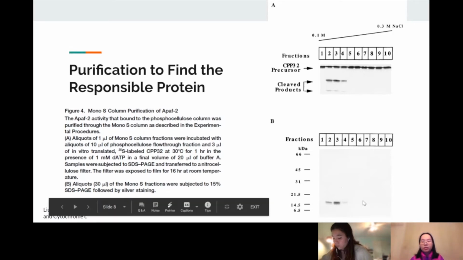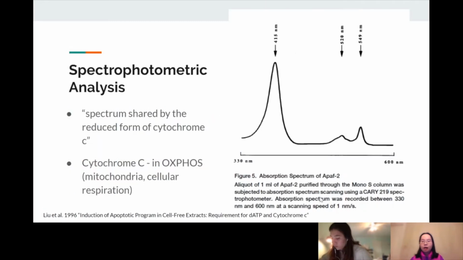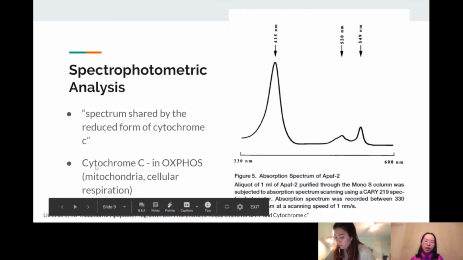Now we look at what exactly is this protein. So we have the purified protein in hand now. What exactly is it? So you can do a spectrophotometric analysis on it. So then this spectrum is shared by the reduced form of cytochrome C. So cytochrome C is a known protein that is involved in OXPHOS, which is a process in cellular respiration in mitochondria. Now this was a little weird.